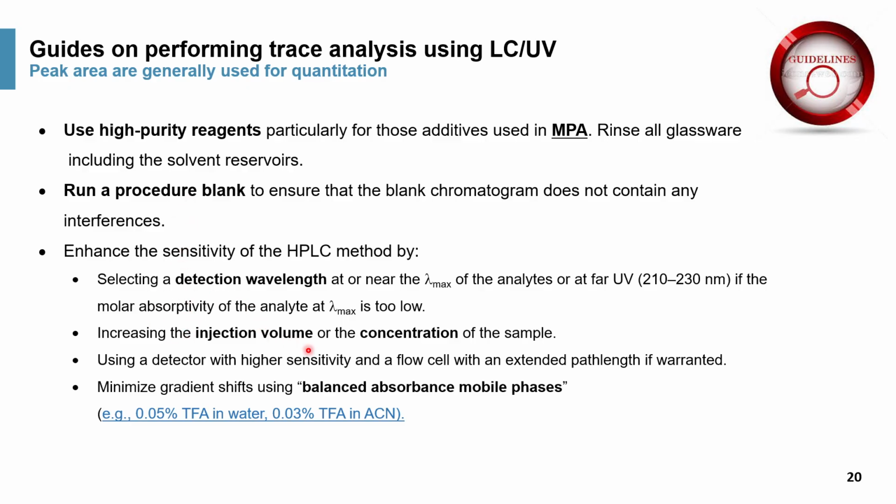One can enhance the sensitivity of the HPLC method by UV by selecting the correct detection wavelength. Typically, that's done near the lambda max of the analyte, the main component. Or if that's not possible, you use 210 to 230 nanometers. If the UV spectrum is on a sloping line, it is definitely okay. Do not be concerned about using a detection wavelength at the sloping side of the UV spectrum. It does not make any difference.